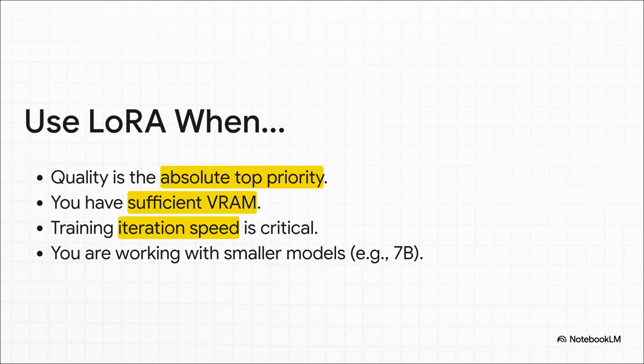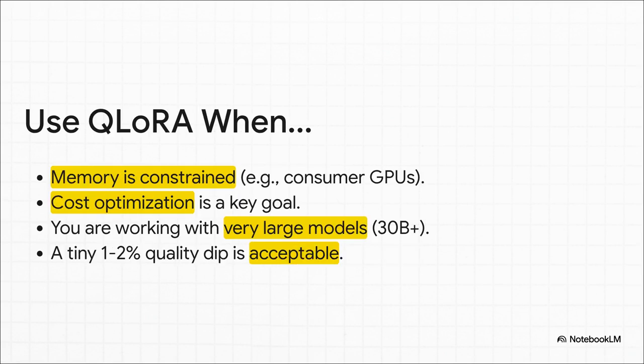So, when should you use standard LoRa? Simple. Use it when quality is your absolute number one non-negotiable priority. And of course, when you actually have the VRAM to spare. It's also a great choice if you're doing a ton of quick experiments and that iteration speed is really important, or if you're just working with smaller models, like a 7B, where the memory savings from QLoRa aren't quite as life-changing.